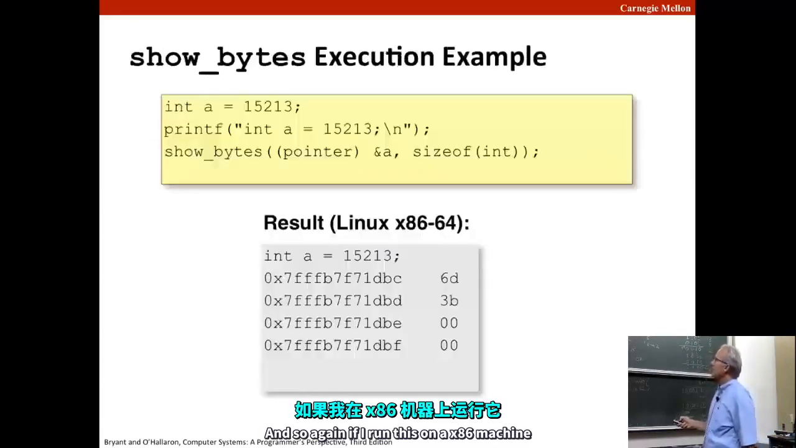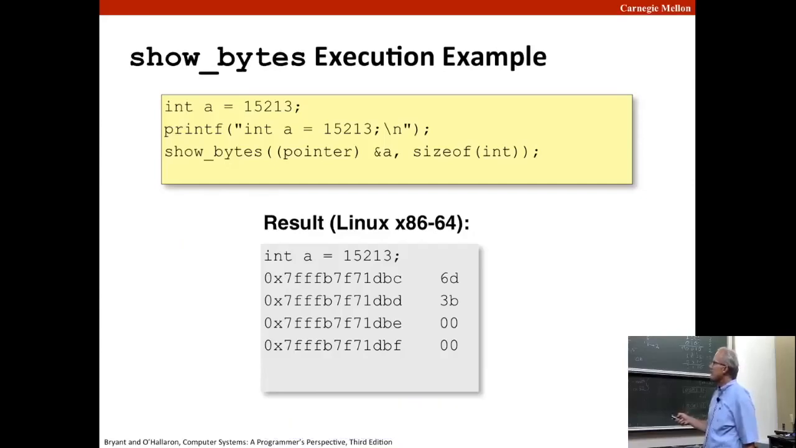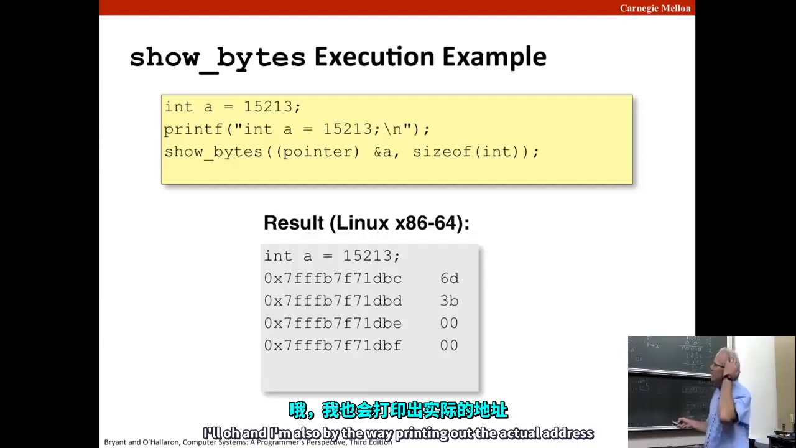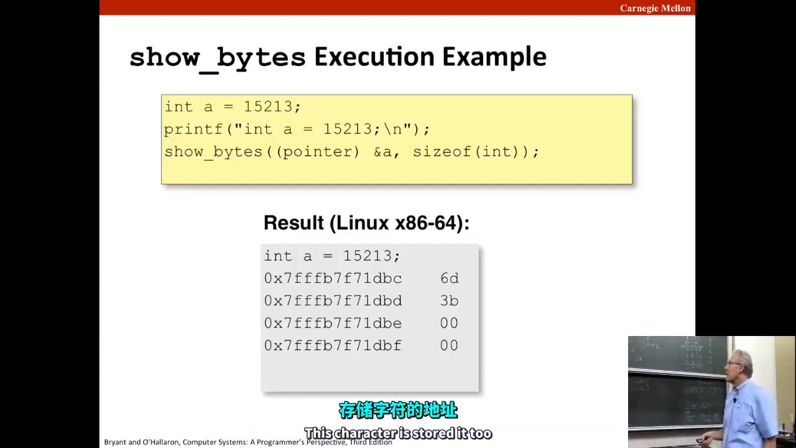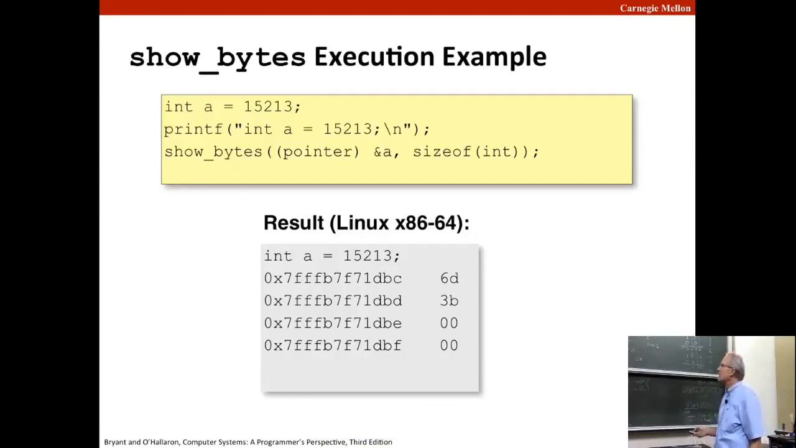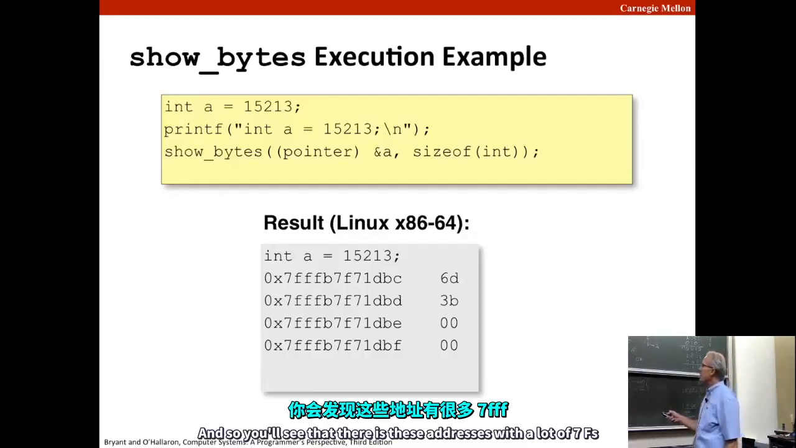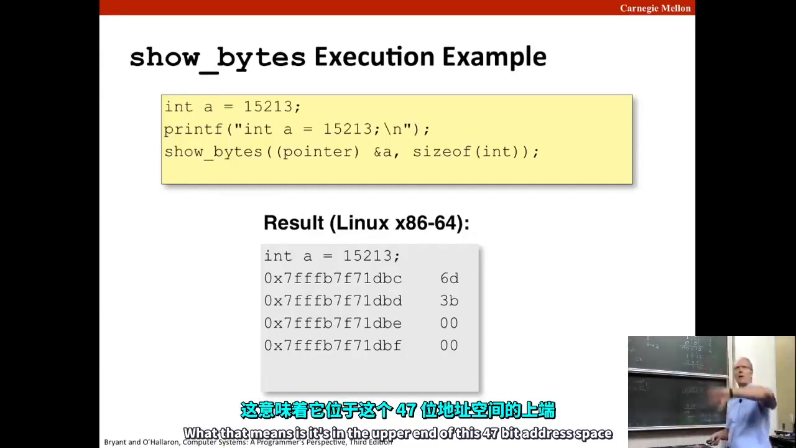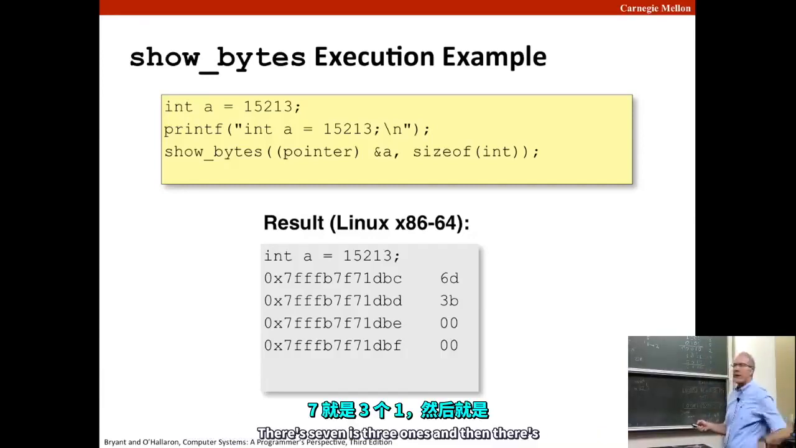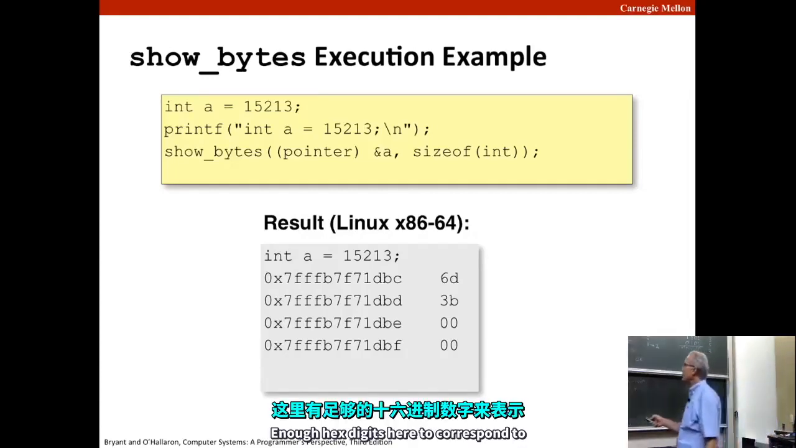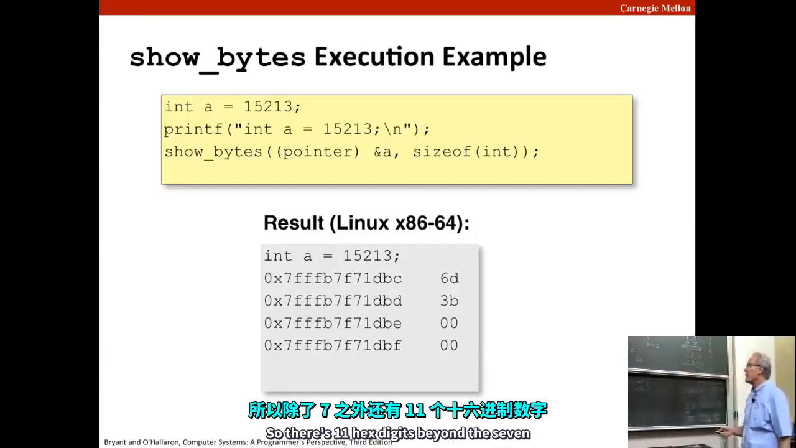And so again, if I run this on an x86 machine, and I'm also, by the way, printing out the actual address that this character is stored at, too. You'll see that there are these addresses with a lot of 7 Fs. What that means is it's in the upper end of this 47-bit address space. If you work it through, 7 is 3 ones, and then there are 11 hex digits beyond the 7.